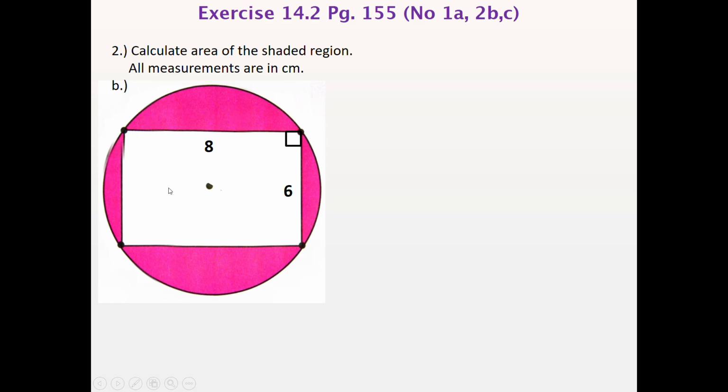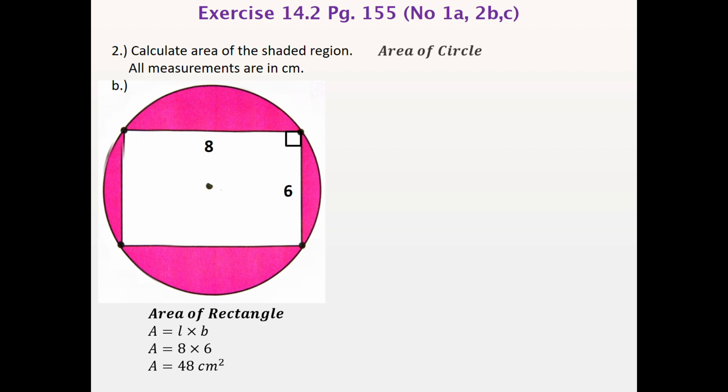Okay, so I'll start with the rectangle because I've got enough information. So I've got the length and the breadth, so I can calculate the area of the rectangle and find that it's equal to 48. Then I need to calculate the area of the circle, but I don't have the radius or diameter to do that. So somehow I need to work it out. So what I'm going to do is draw in the diameter. Okay, so if I draw it in, there it is there.